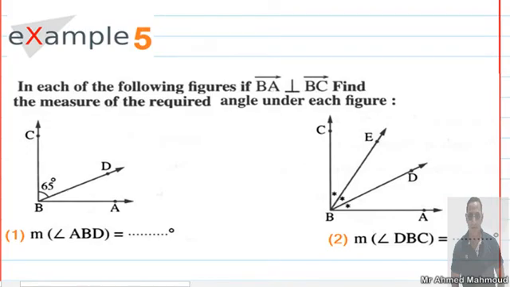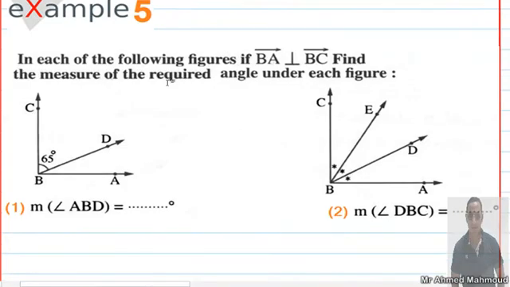Here we need to read this exercise carefully. In each of the following figures, AB perpendicular to BC. This sign means perpendicular. Perpendicular means the sum equals 90 degrees. BA perpendicular to BC. Find the measure of the required angles under each figure. Here we have, okay, ABC. This is a right angle, as we see here.